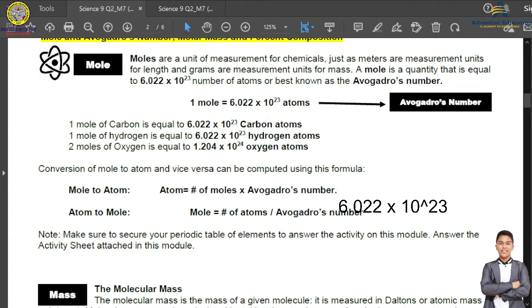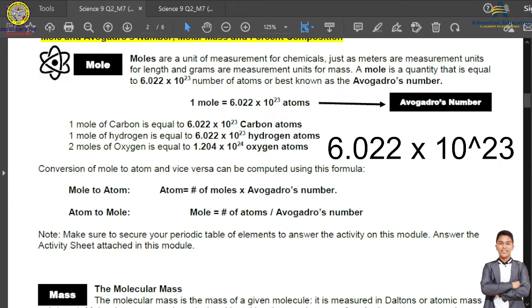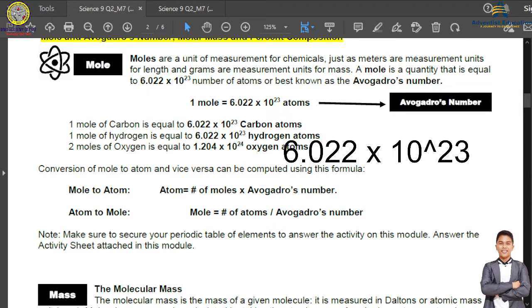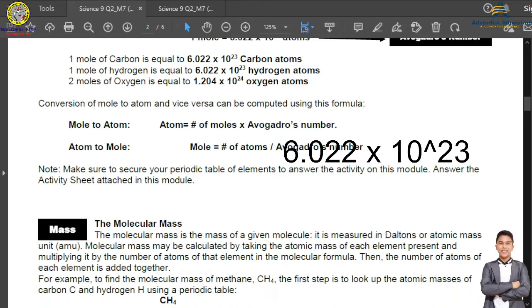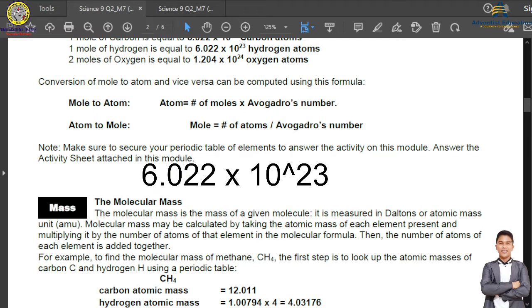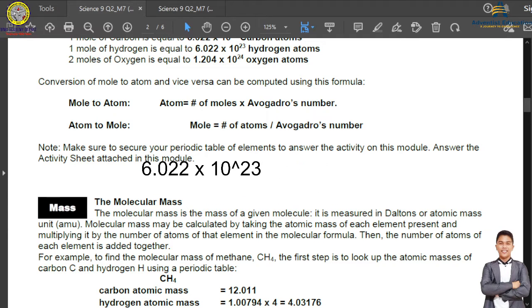If you can see the number there, that is 6.022 times 10 to the 23. This is a very, very big number, meaning there are 23 digits after the decimal point. If this is the decimal point, the point after the number 6, there will be another 23 digits after it. Shall we try to write this one? So it could be like this.